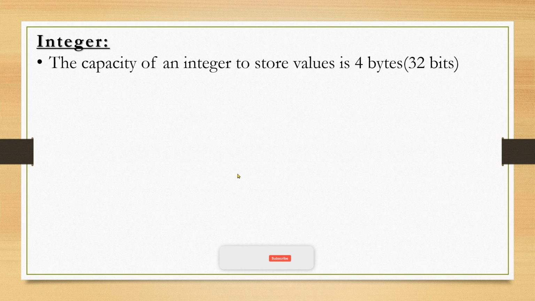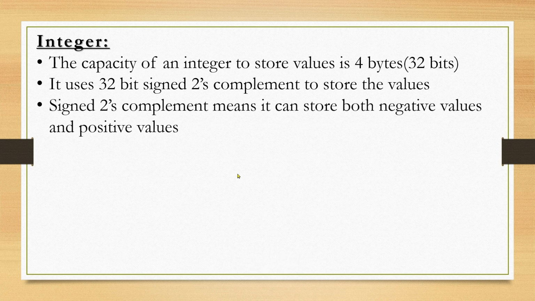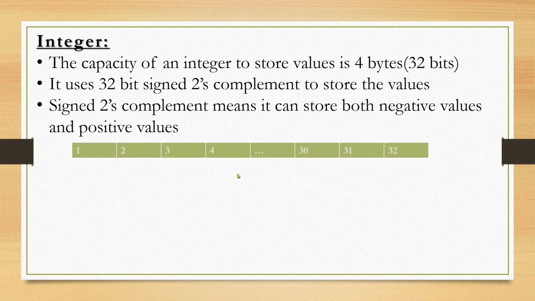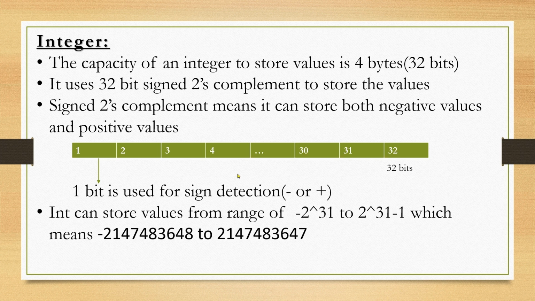Integer. The capacity of an integer to store values is 4 bytes, which means 32 bits. It uses 32-bit signed 2's complement to store the values. Signed 2's complement means it can store both negative and positive values. In 32 bits, 1 bit is used for sign detection, minus or plus, and the remaining 31 bits are used to store values. It can store values in the range of minus 2 power 31 to 2 power 31 minus 1, which means this mentioned value. Syntax is int space var name.